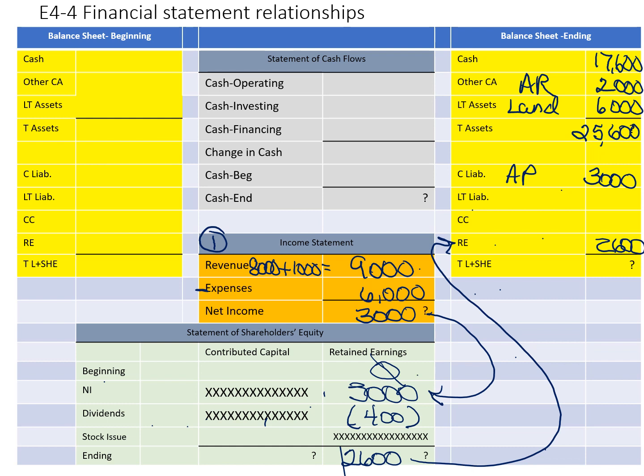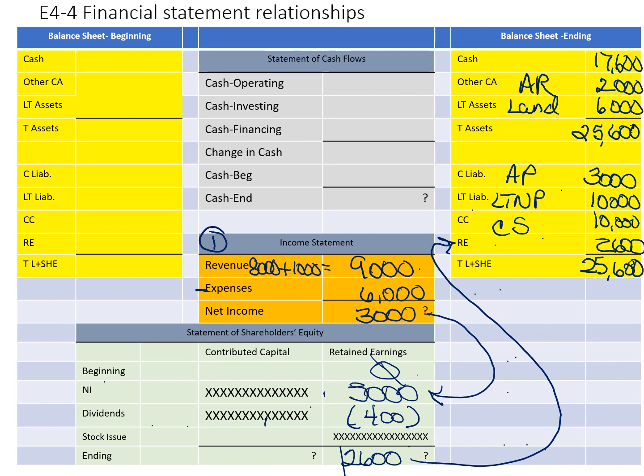Long-term liabilities was that long-term note payable, which has a balance of $10,000. My common stock was also a balance of $10,000. And if I now add up my liabilities plus my shareholders' equity, oh my goodness, it comes to $25,600. That's why they call it a balance sheet.